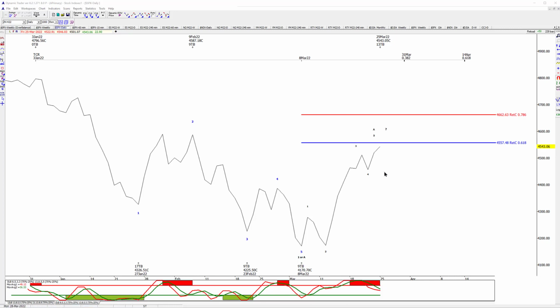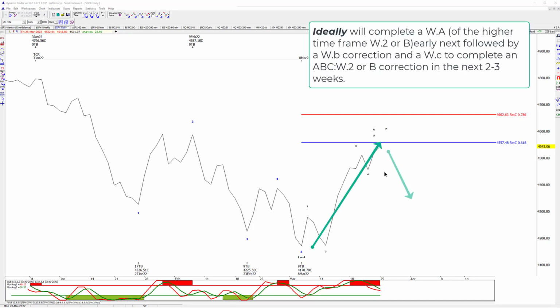So a correction is usually at least 3 sections. In other words, it's usually at least an ABC. And it can be an ABC zigzag, it can be an ABC flat, or an irregular ABC.